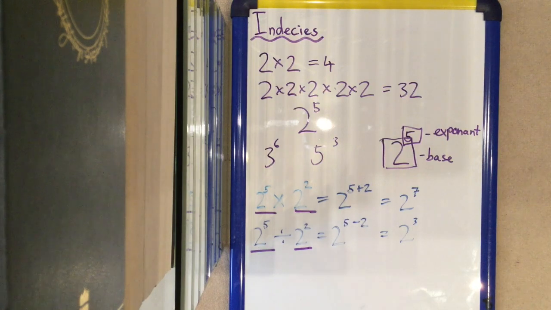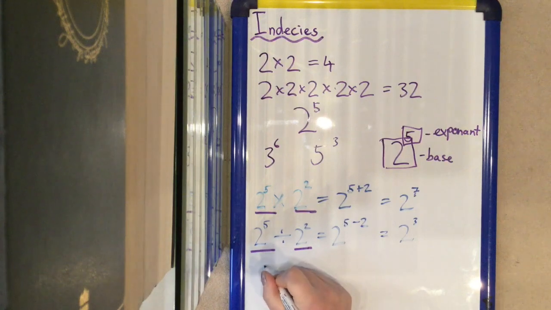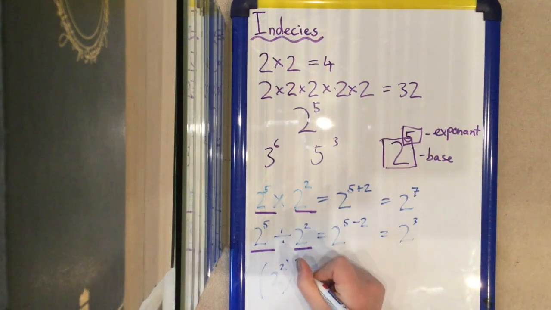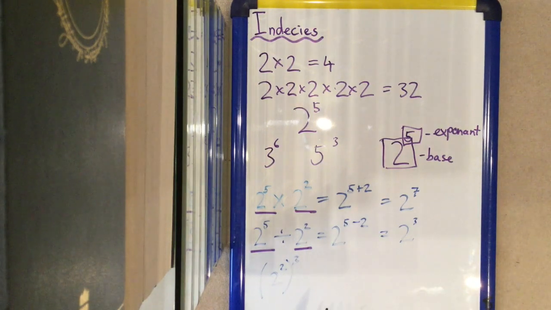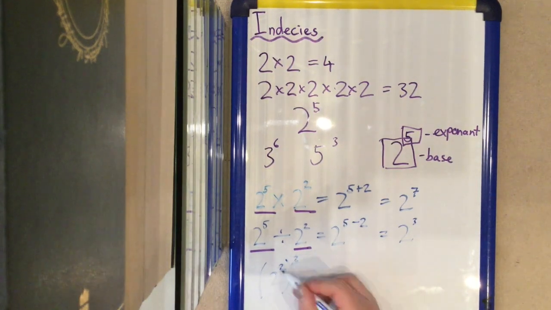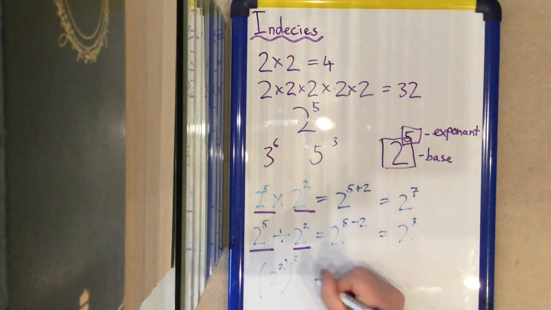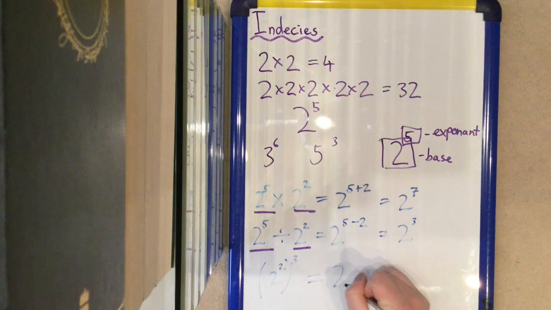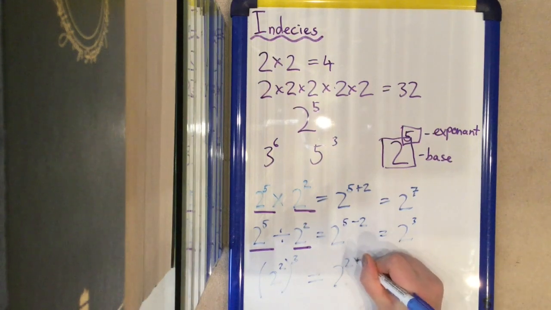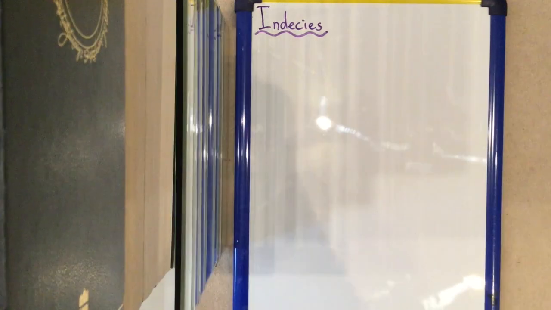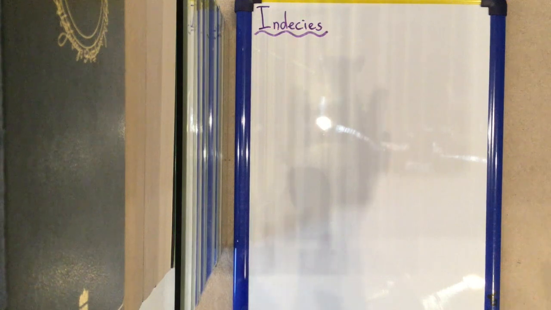Now there's one more rule in this set, and that is if you have brackets. So for example, 2 to the 2, all raised to the power of 3. Now this, when it's raised to a power, means you have to multiply your indices. So you end up with 2 to the power of 2 times 3, which gets you 2 to the power of 6.